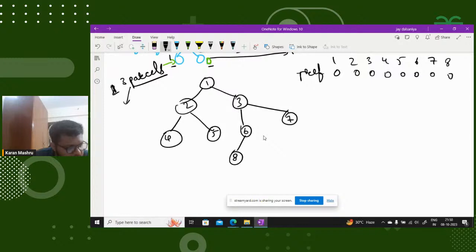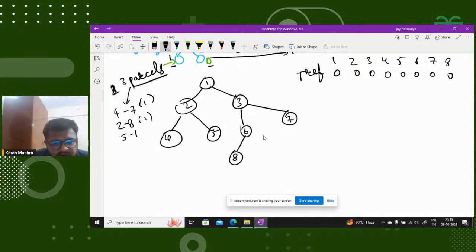4 to 7, 2 to 8, and 5 to 1. Okay, thank you. So for 4 to 7, 1 is the least common ancestor. For 2 to 8, again 1 is the least common ancestor. For 5 to 1, again all of them have the same least common ancestor.